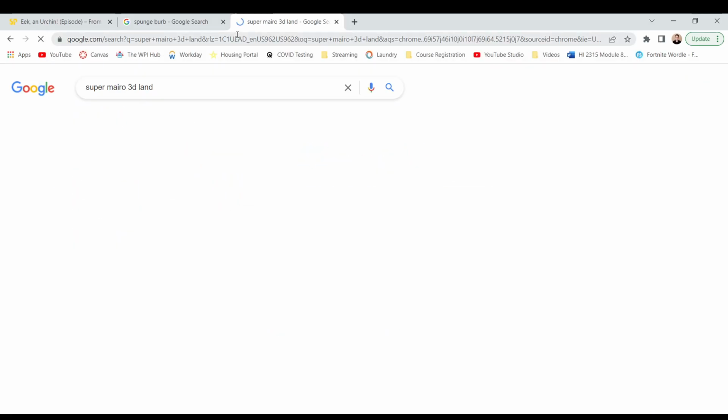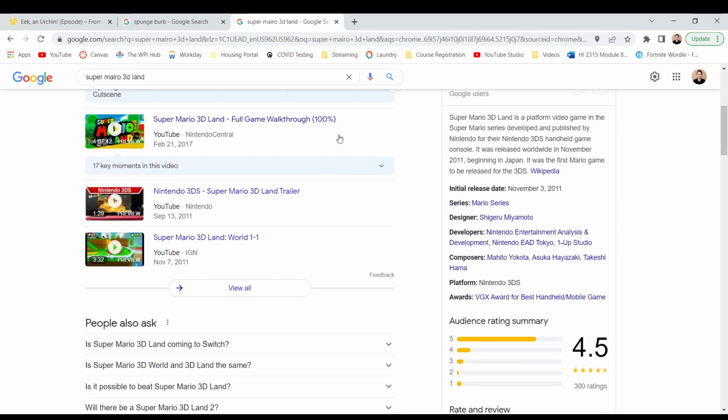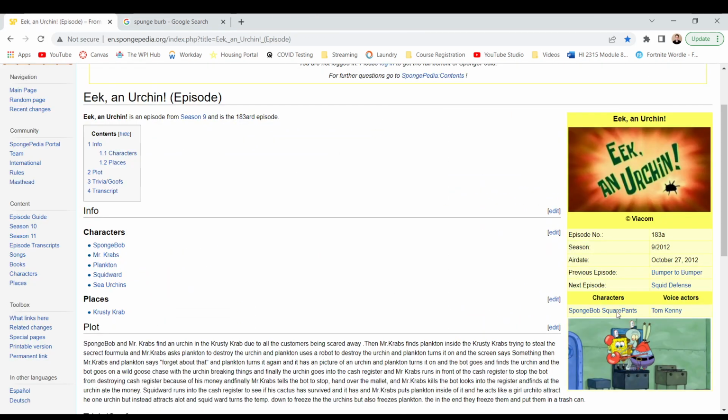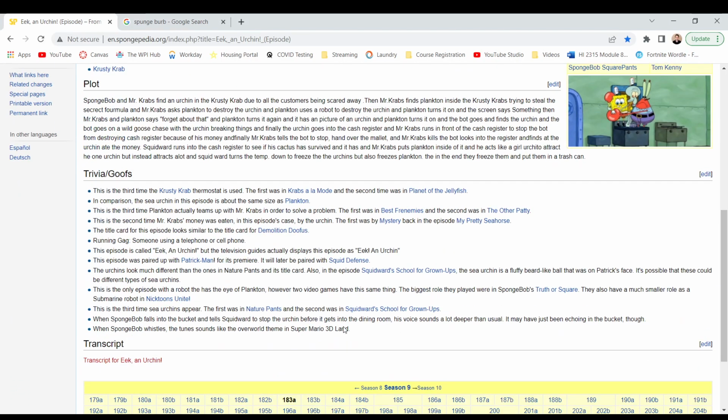When did this come out? Okay, it was out, but I don't think they were referencing Super Mario 3D Land in SpongeBob.